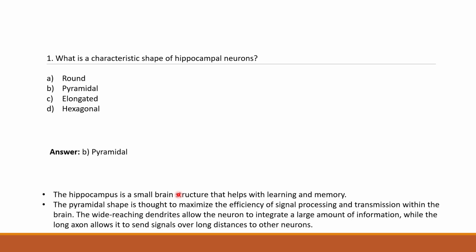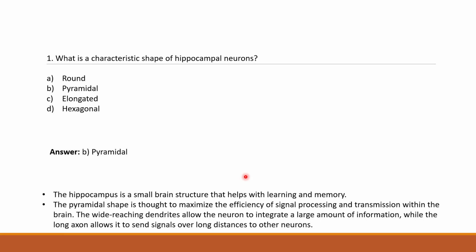So what is this pyramidal shape they're talking about? First of all, what is the hippocampus? The hippocampus is also generally called a small brain, and it is the structure present near your ears, and it helps you with learning and memory. This is the main function of the hippocampus.